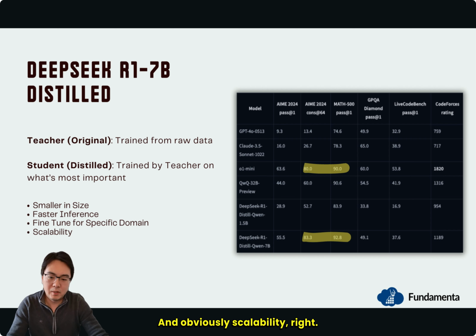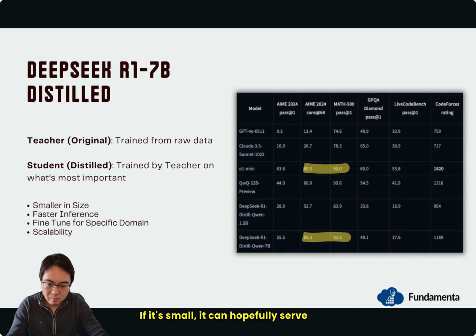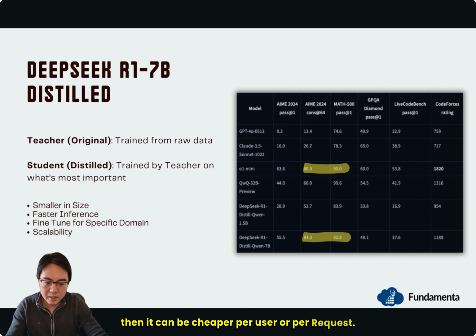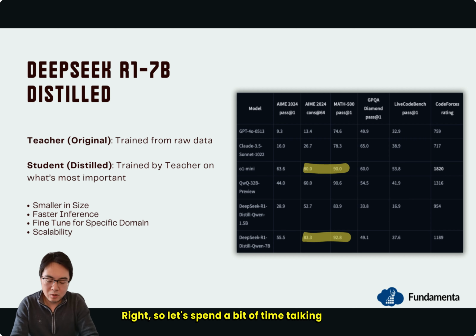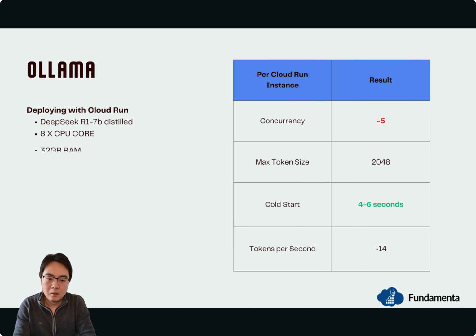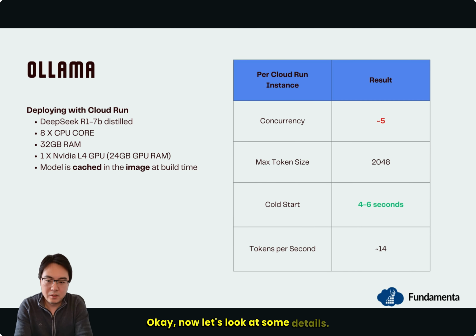And obviously scalability, right? If it's small, it can hopefully serve more concurrency, and then it can be cheaper per user or per request, right? So let's spend a bit of time talking about this. I hope this is clear, and I think it's important to understand the difference, right? Okay, now let's look at some details.